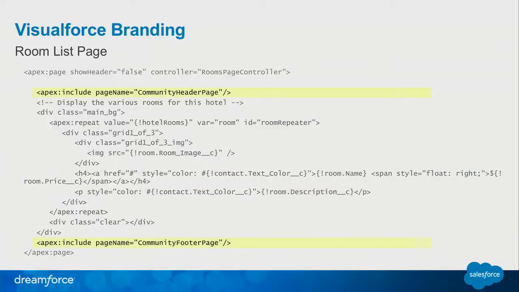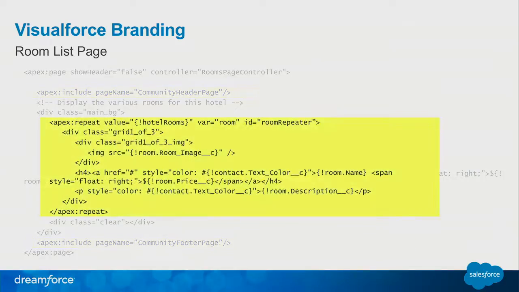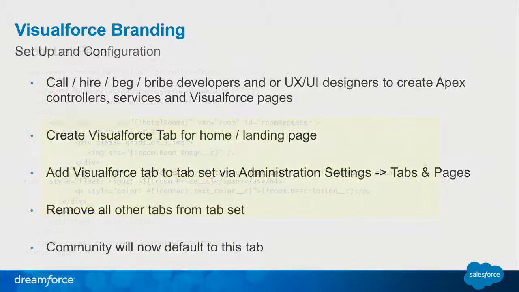For our room list page, again, we have our shared header and footer that we're going to link in, and then a repeater that goes through the hotel rooms. And these are all coming out of the controller and calling back into the service like we saw. So you see this is getting the information about the room and then displaying that.